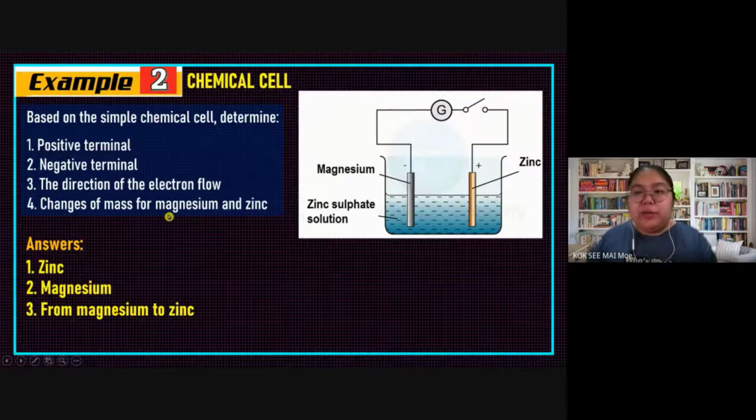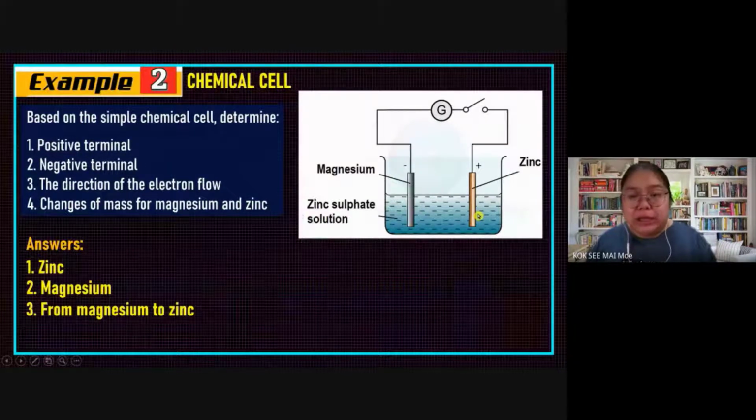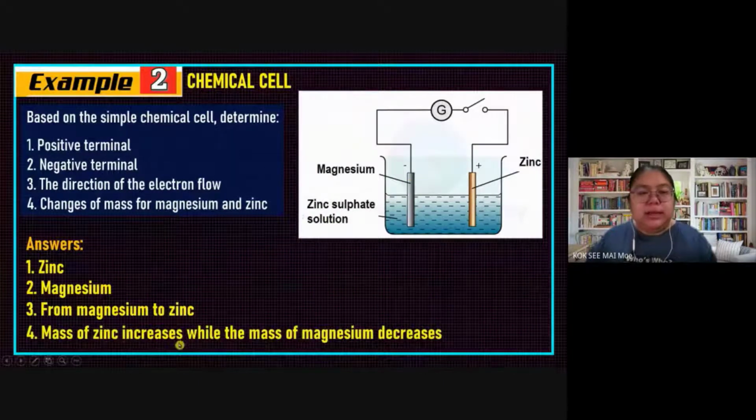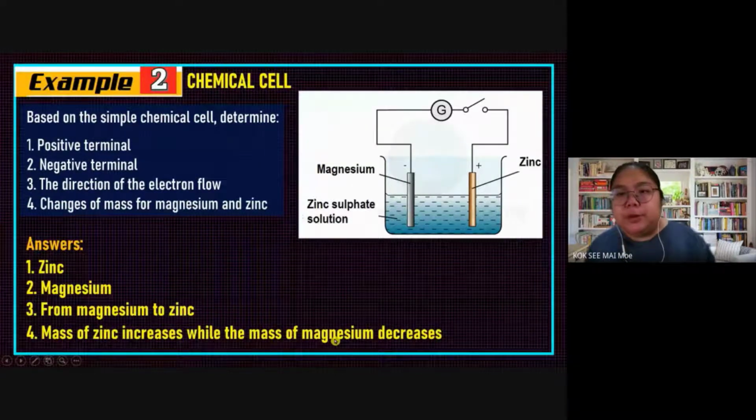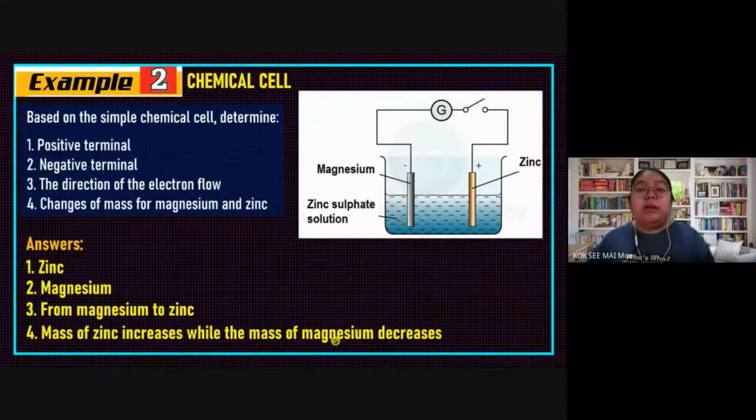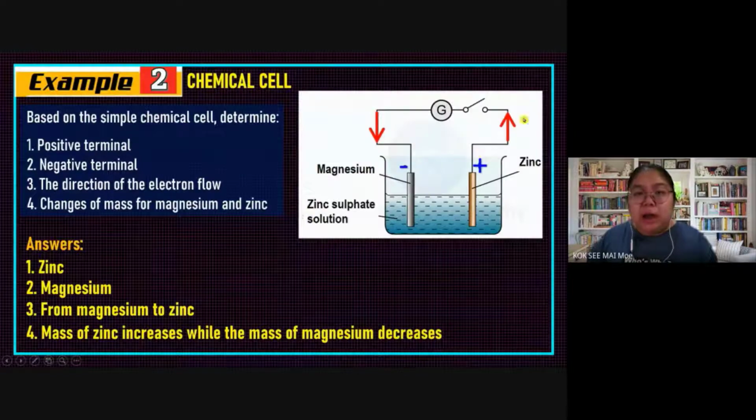Okay, the changes of mass are also the same. The zinc will have higher mass because it becomes thicker, and the magnesium becomes thinner. So the mass of zinc increases, magnesium decreases. So this is the difference when the chemical cell happens. This one shows how the current flows: current from the zinc goes to magnesium.